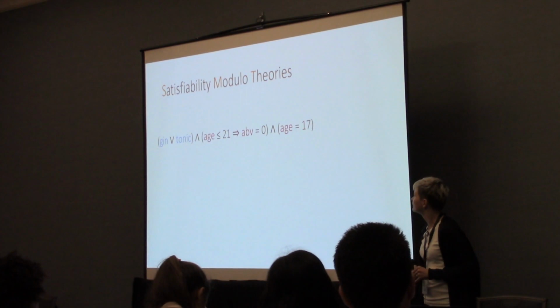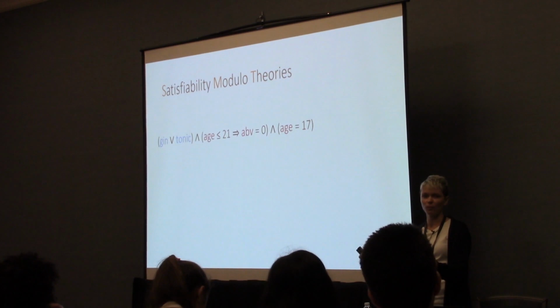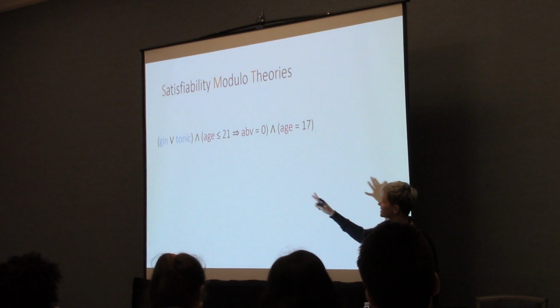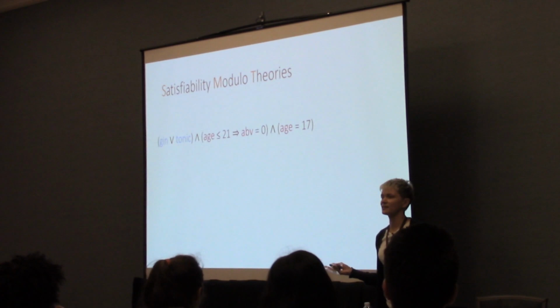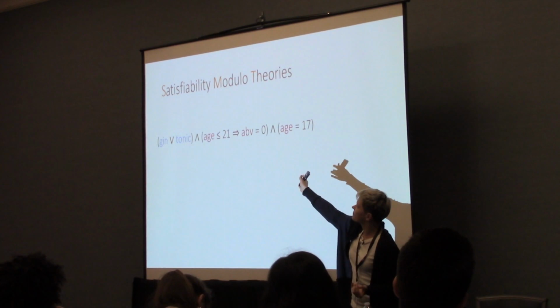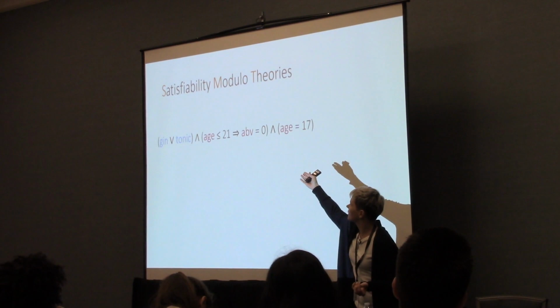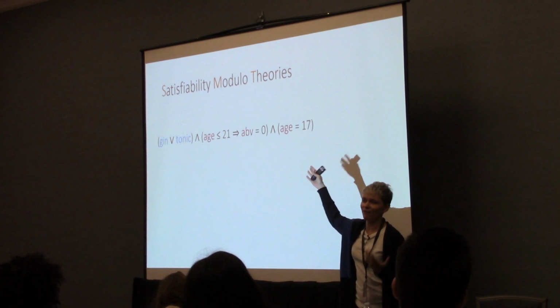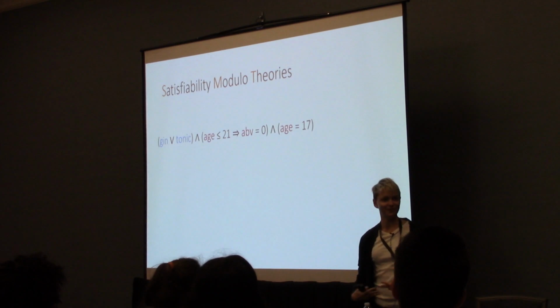So for example, I could encode the same problem a bit more faithfully by saying, still, let's say gin and tonic are propositional variables, Boolean variables. But now other things are encoded as integers. So for example, the same fact that minors cannot get gin, I encode as: if age is less than or equal to 21, then actually less than, sorry, it should be less than 21, then the alcohol by volume has to be zero. And then I know that my age is 17, obviously.